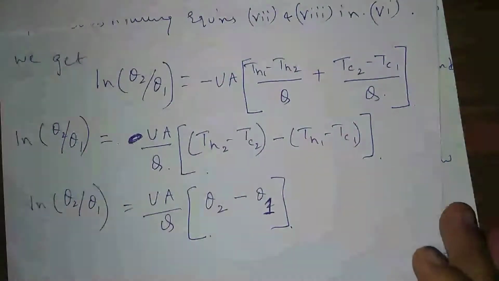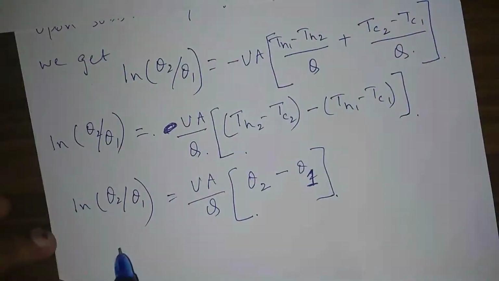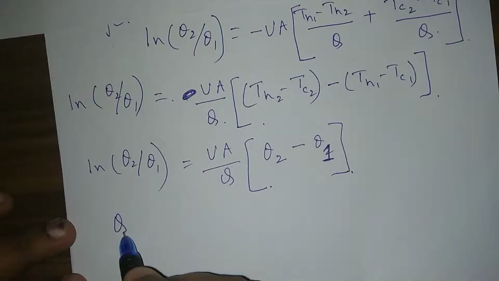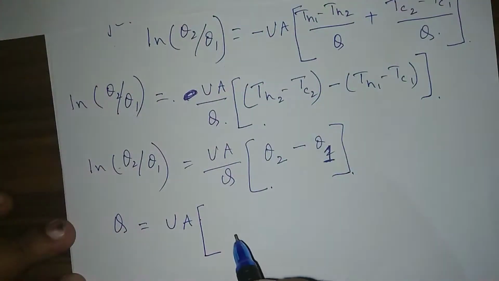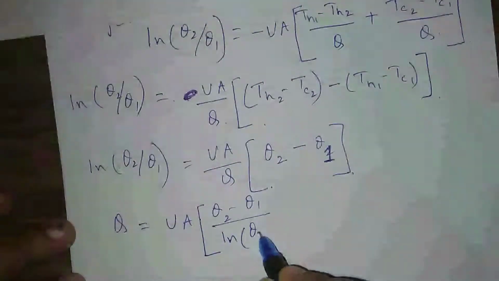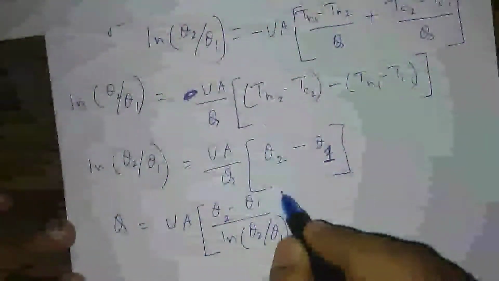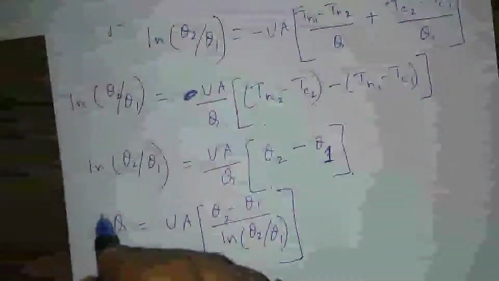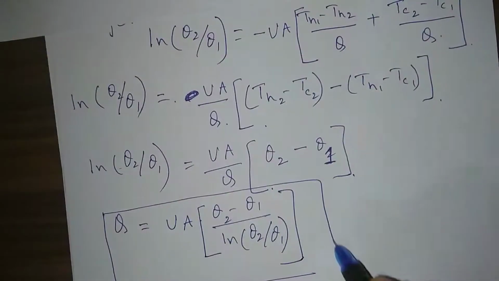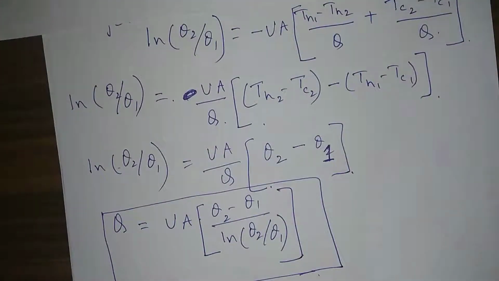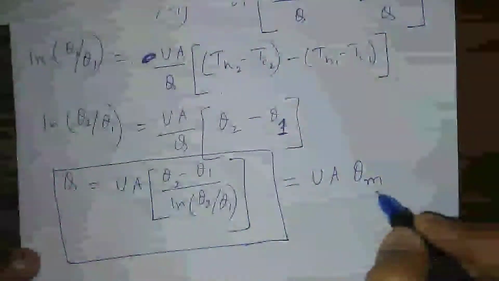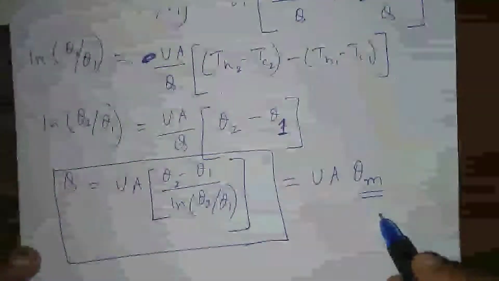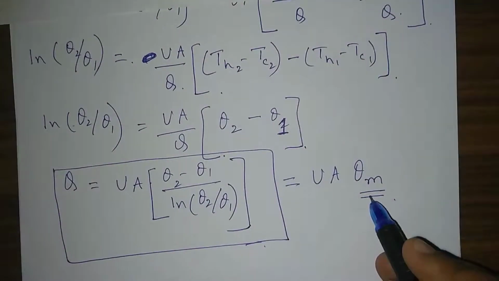Here almost we are there. Now we'll write the expression for Q. So our Q will be UA into theta 2 minus theta 1 divided by ln of theta 2 divided by theta 1. Able to understand? This is the expression for Q, which is denoted as UA theta m. This theta m is nothing but the logarithmic mean temperature difference.